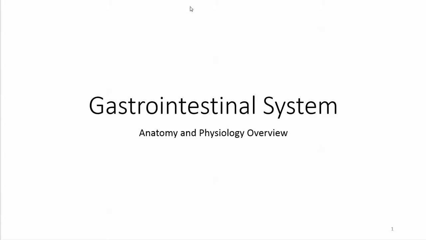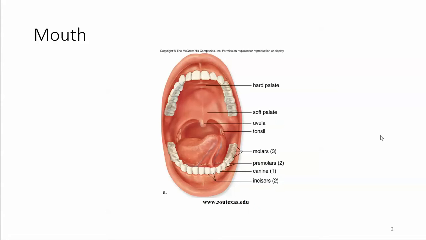We are going to talk about the gastrointestinal system. So let's start with the mouth because that's where the food enters the body. A normal adult has 32 teeth.